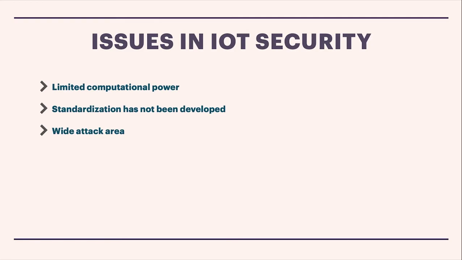One of them is that the devices currently have limited computational power, which bars the devices from using things like firewalls. Standardization has not been developed for IoT. As well, given that IoT has a lot of devices that communicate with one another, there's a wide attack area. And given that IoT is moving into spaces like healthcare, finance, and transit, security is becoming more and more important. And blockchain has been proposed as a solution for these security issues. Which brings us to our next topic.